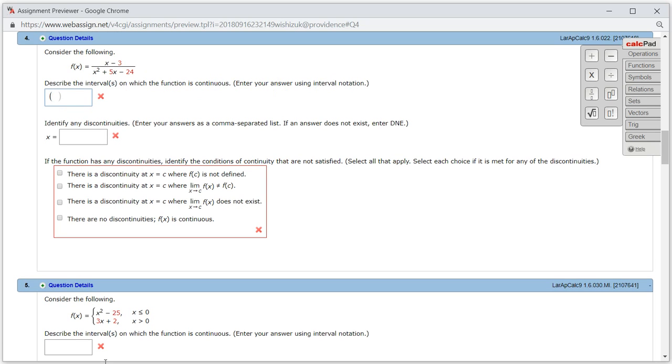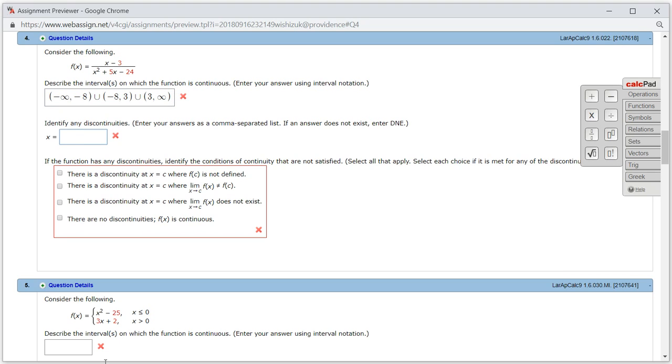Alright, so it's going to go from negative infinity to negative 8, and skip negative 8, and then go to 3, and skip 3, then go to infinity, right? And of course the discontinuity is going to be at negative 8 and 3.